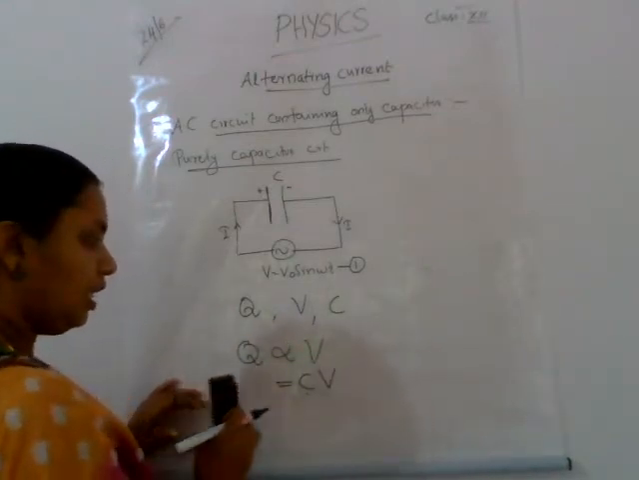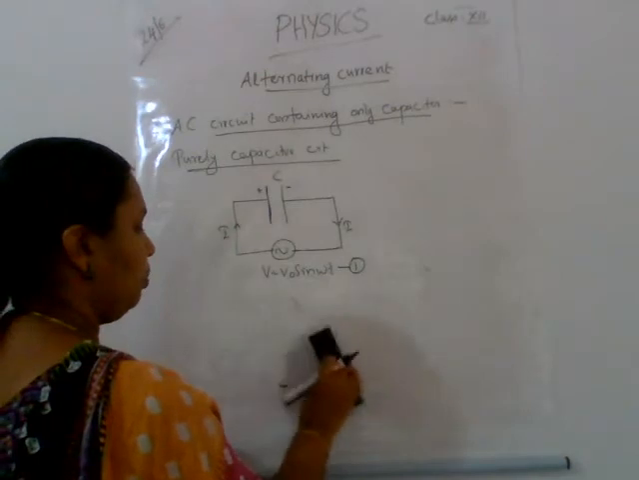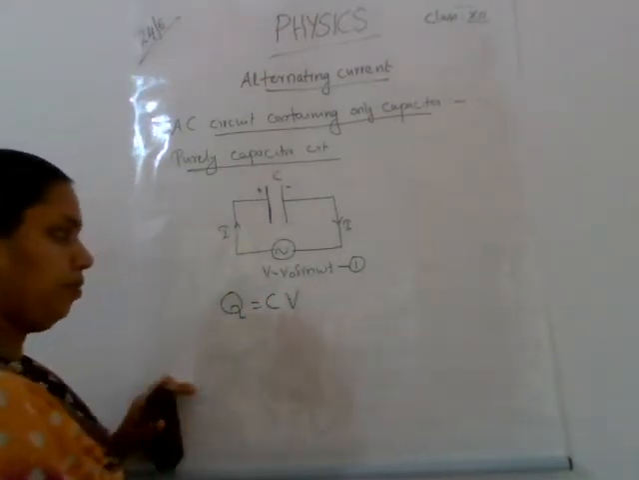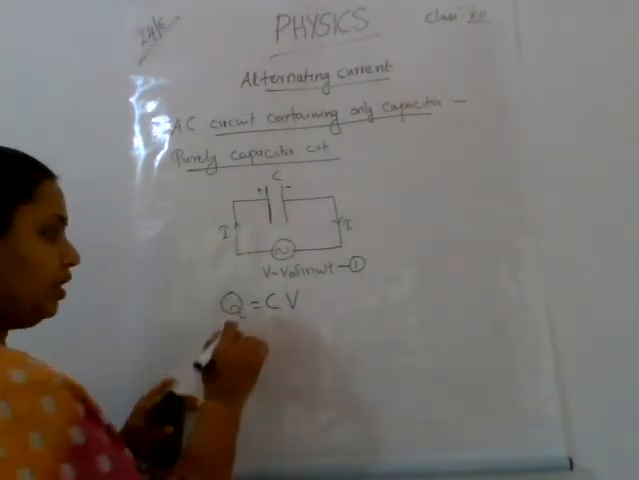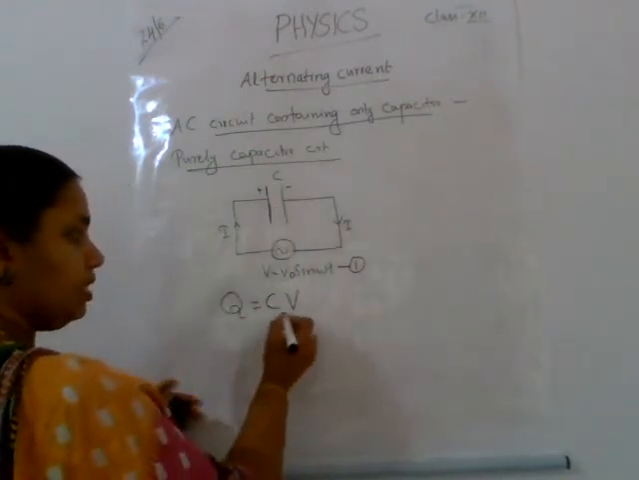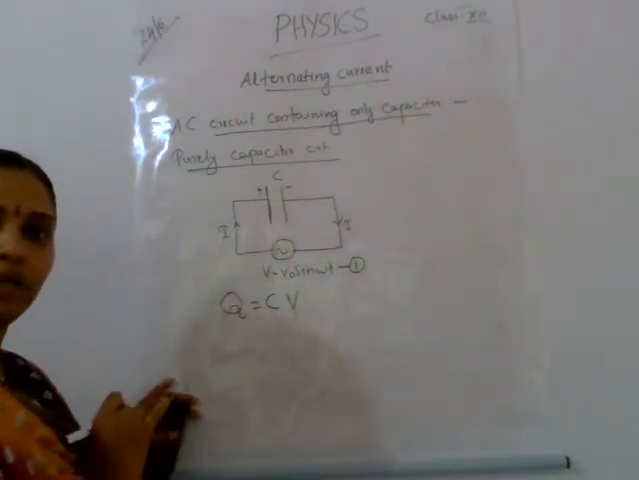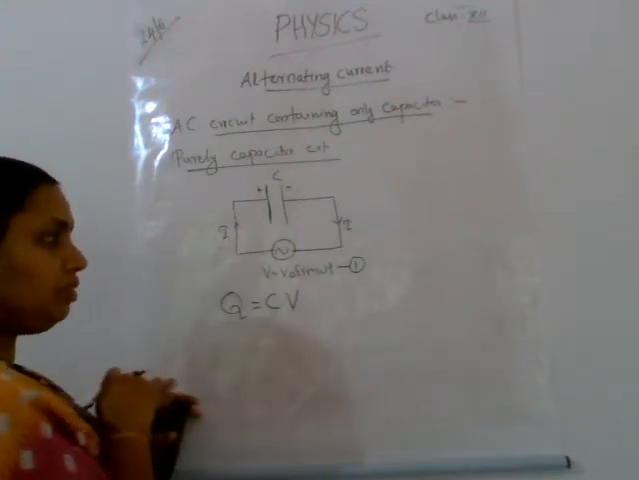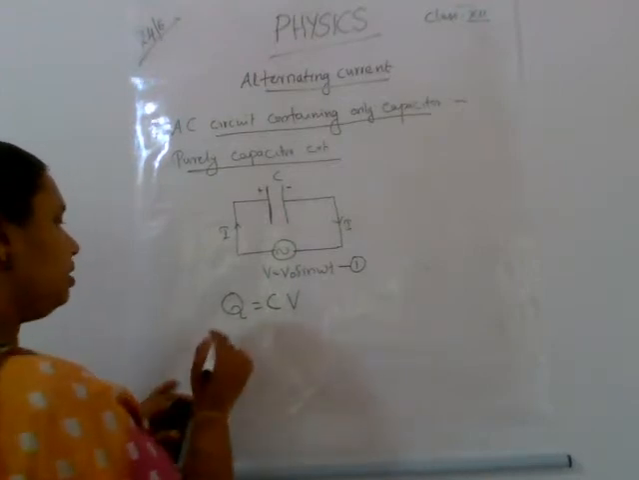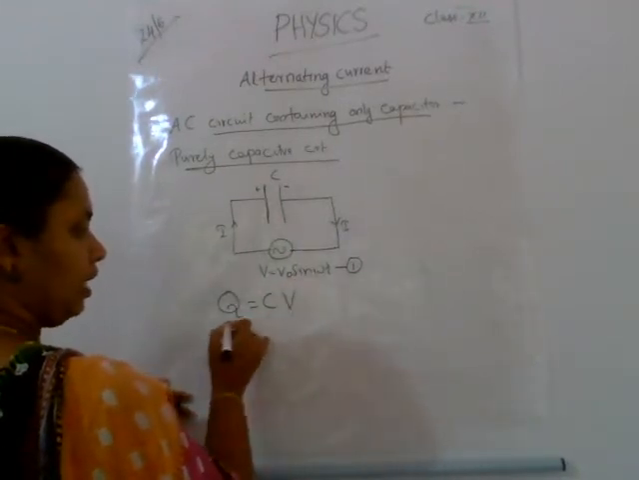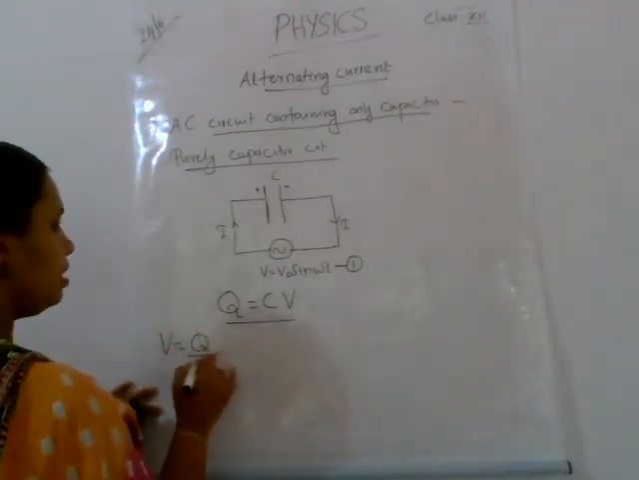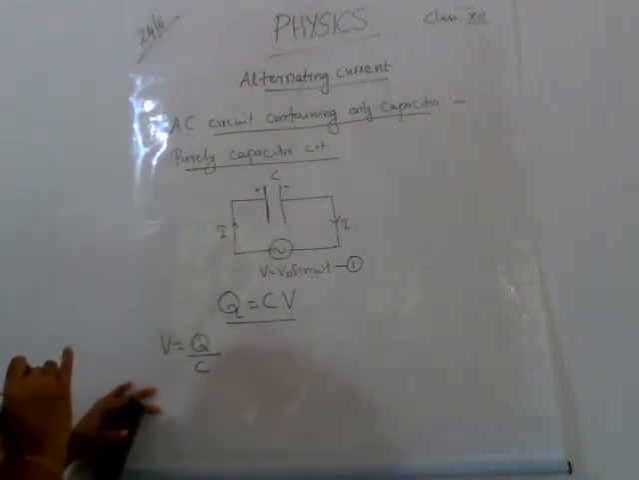So we can use this relation here, that is Q is equal to CV, where Q is the total charge stored in the capacitor, C is the capacitance of the capacitor, and V is the applied potential. Here the applied potential is V equal to V0 sin omega t, an alternating potential. We can rewrite the equation as V equal to Q by C.